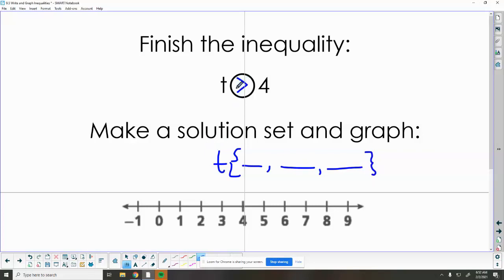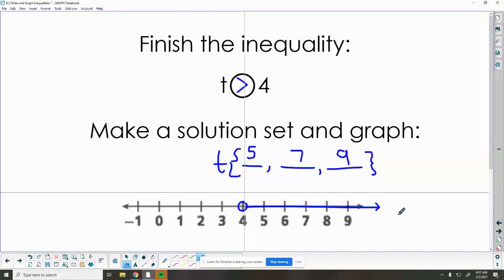Can it equal 4? No. 4 is not greater than 4. So he could buy 5 tickets, 7 tickets, or 9 tickets, and that would all be greater than 4. I'm going to quickly mark those on my number line. Now I want to graph my inequality. I circle my 4, and the garage door is open. It's not closed here at the bottom, so I leave my garage open. Then I connect all of my possible solutions to say that t cannot equal 4, but it can be any amount bigger than 4.